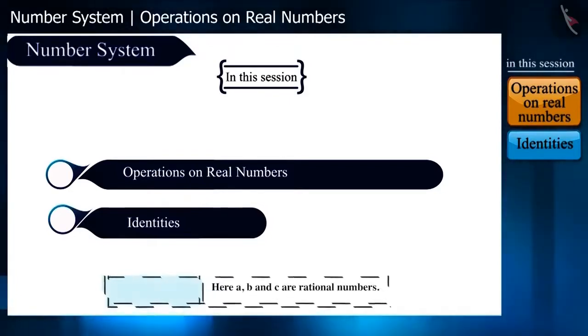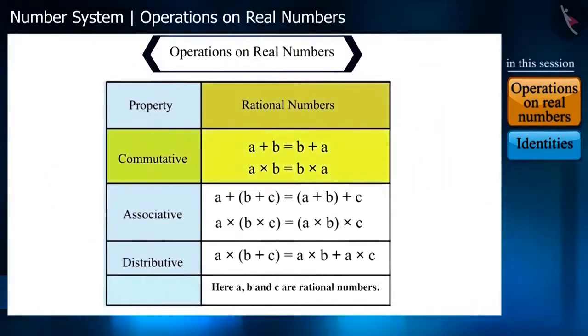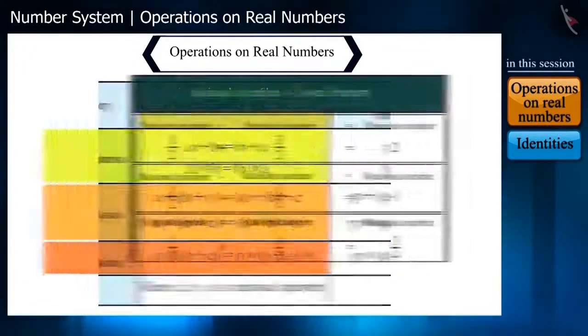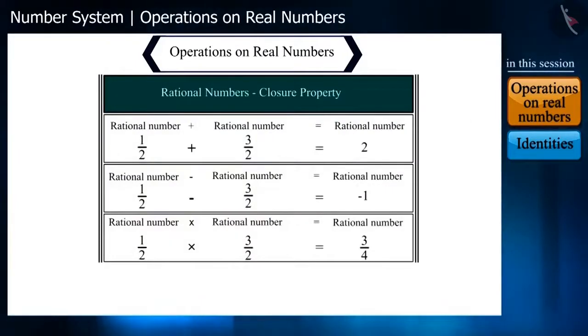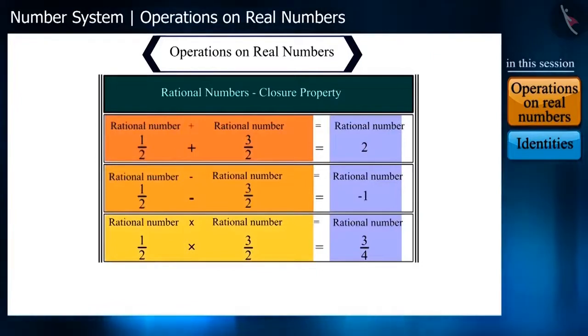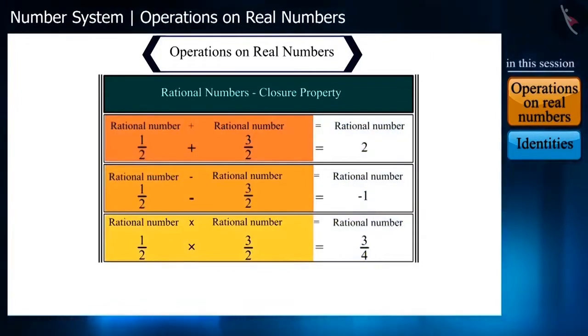Friends, we have learned that rational numbers satisfy the commutative, associative and distributive properties for addition and multiplication. If we add, subtract or multiply any 2 or more rational numbers, then the resultant number is also a rational number. Can we say the same for division also?